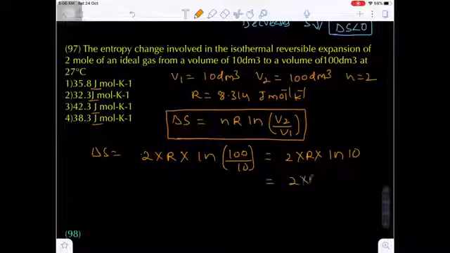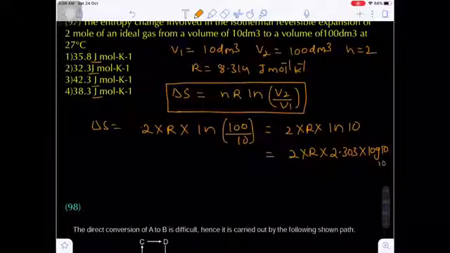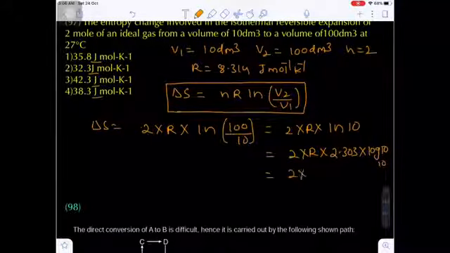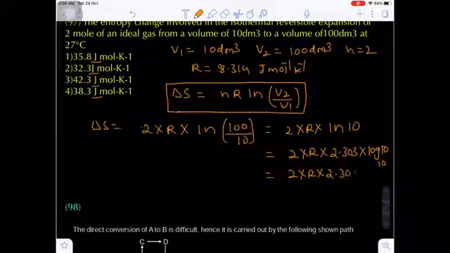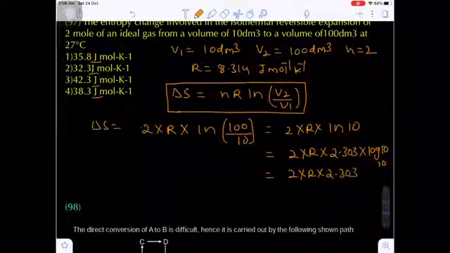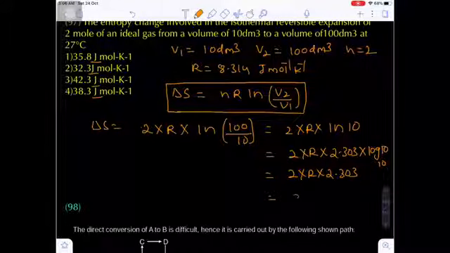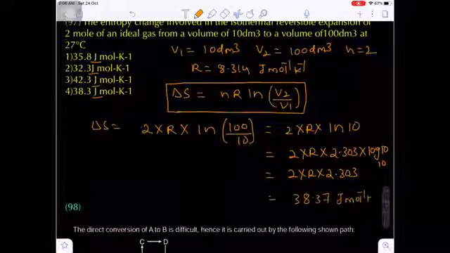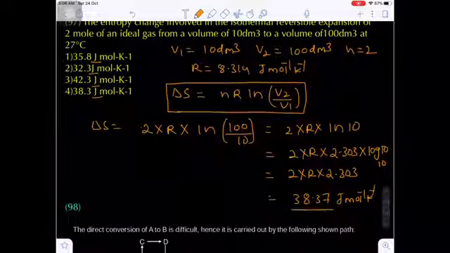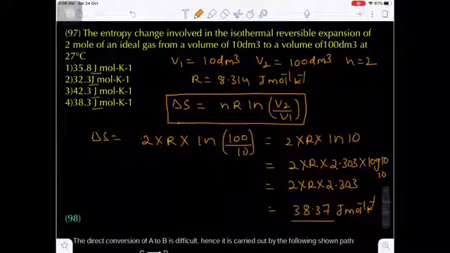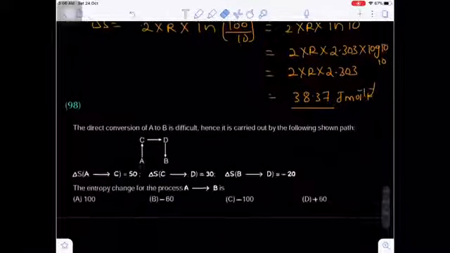Now what I am doing here, 2 into R into the natural logarithm will be converted into base 10. So this will be 2.303 multiplied by log 10. Do you know log 10 value is equal to 1? So that's why 2 into R into 2.303. After putting the value of capital R as 8.314 joule, you will get the final answer 38.37 joule mole inverse Kelvin inverse. 38.37 is the answer. That means option number 4, the fourth option. Are you getting my point?